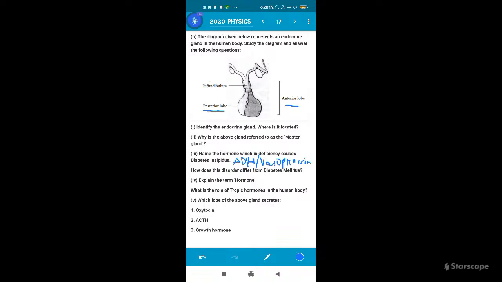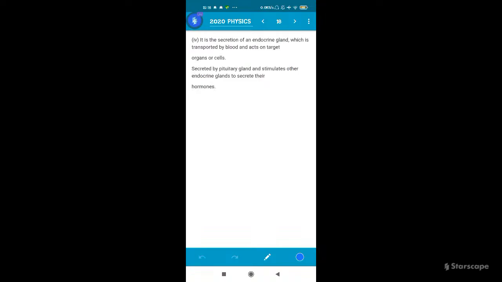Okay, now your next question is, what is a hormone? You know, it is given at the beginning of the chapter itself. It is the secretion of an endocrine gland and it is directly transported to the target organs by the blood. It is not stored anywhere. There was also a table having the difference between endocrine and exocrine glands.